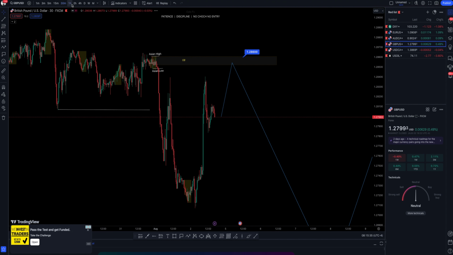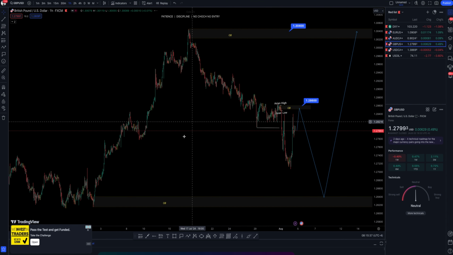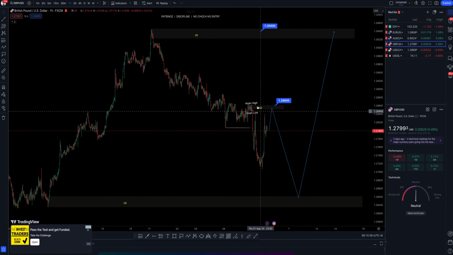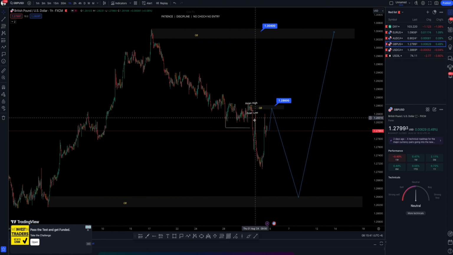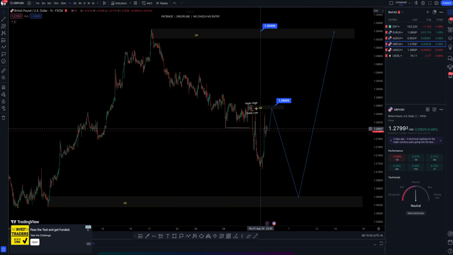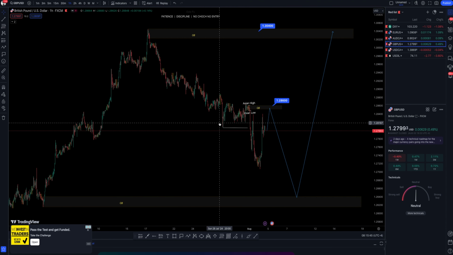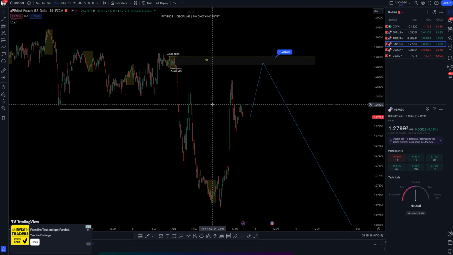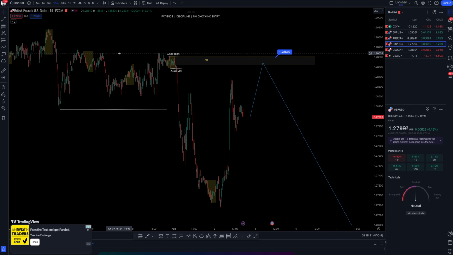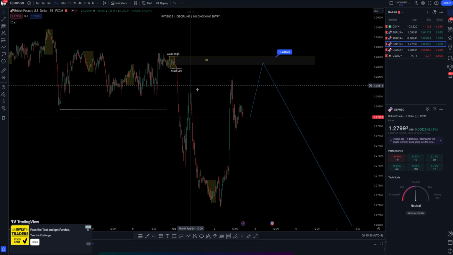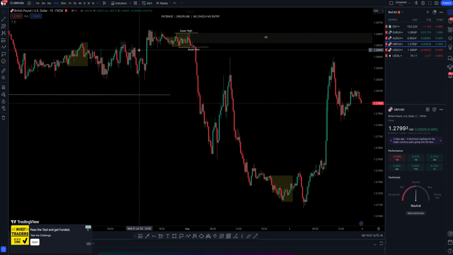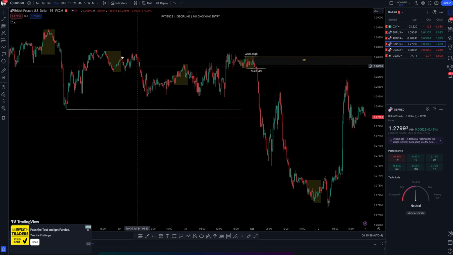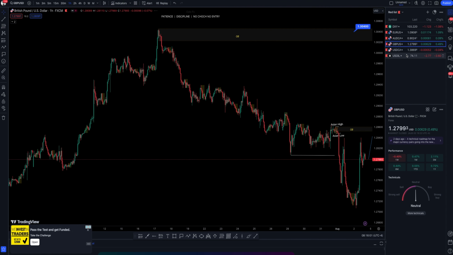Alright, let's move on. Let's have a look at the H1. It's probably something like this I'm looking at. But this, I don't know about this point here. These zones are probably a little bit more comfortable. But if you go to the lower time frames, it's just a little range here. We'll wait and see what happens. Nothing much, it's more like a range.